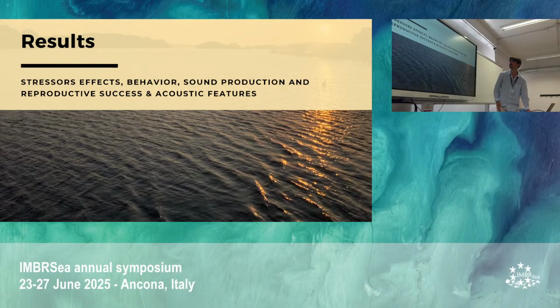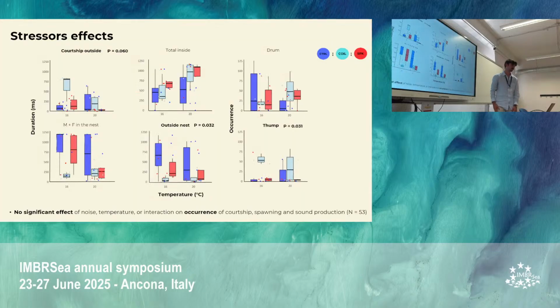All right, so with all that, it brings me to the results. First of all, I want to talk about the stressor effects. As you can see, nice plots here. Overall, it was quite mitigated, not so much effect, not so clear actually, but we have some nice and interesting things. First, blue is the control, light blue is the coil, and red is the noise effect through the speaker. On the right is 20 degrees, on the left is 16.